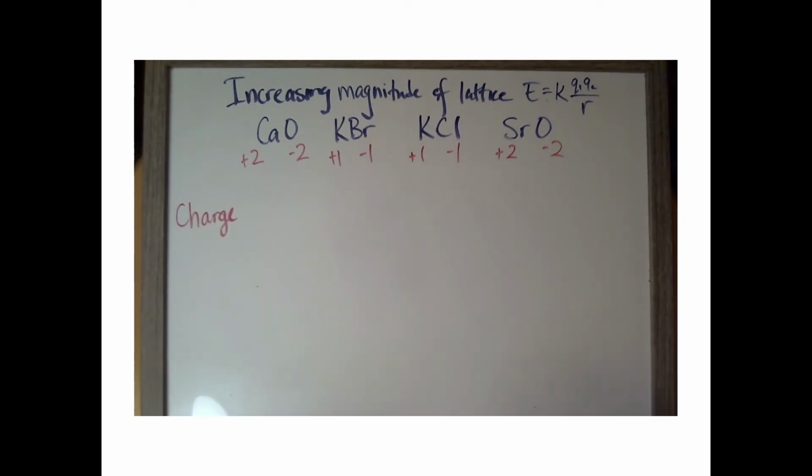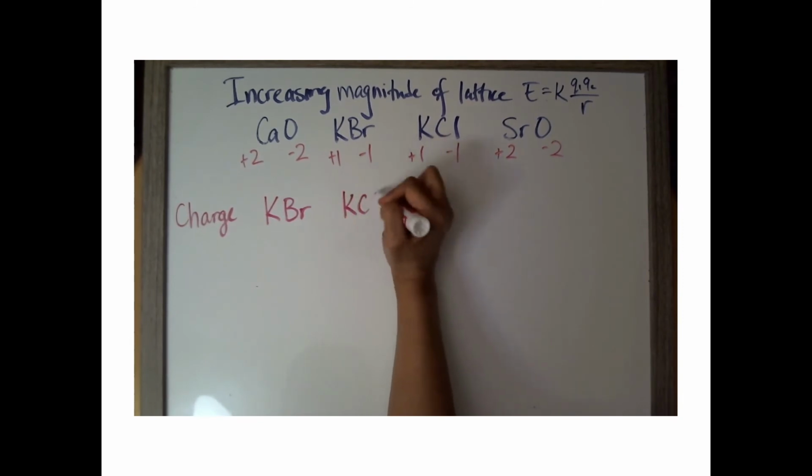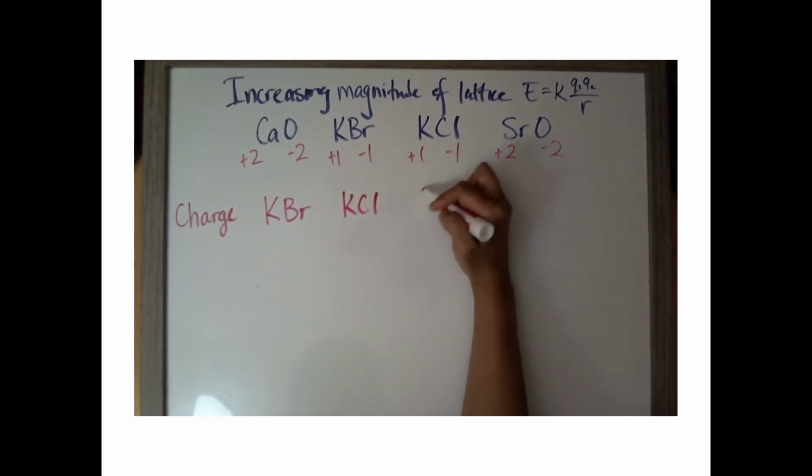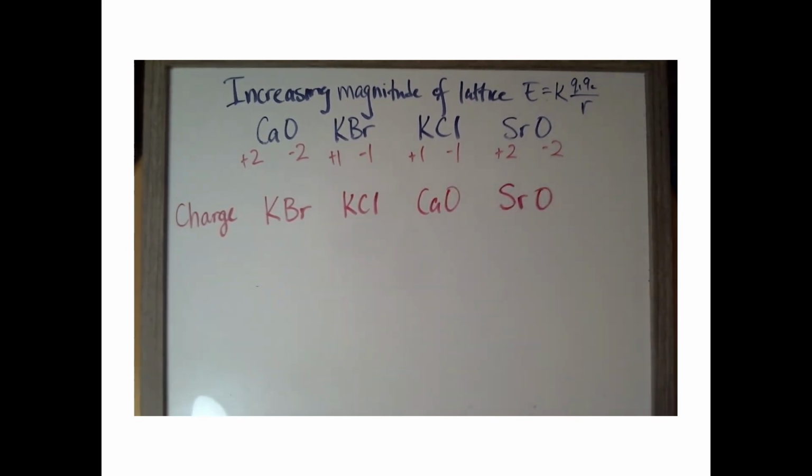Again, increasing magnitude of lattice energy. The first compound that we write needs to be the smallest. So here we can write either KBr or KCl. It doesn't matter, because right now we're just looking at charge. So KBr, KCl, and then we'll write CaO, and then SrO. So now everything is in order based on charge. But now we also have to look at size. We have to take into account R.